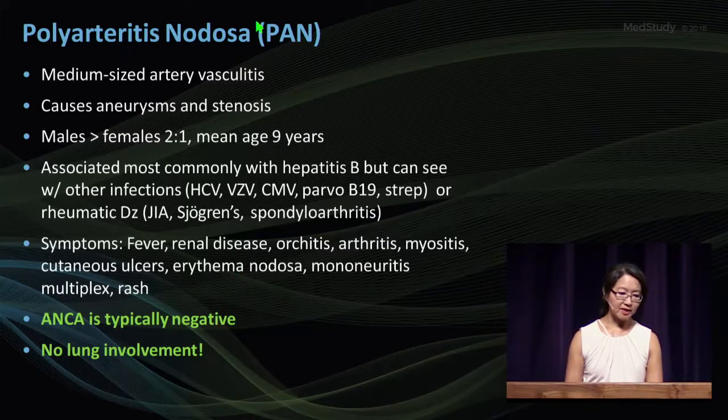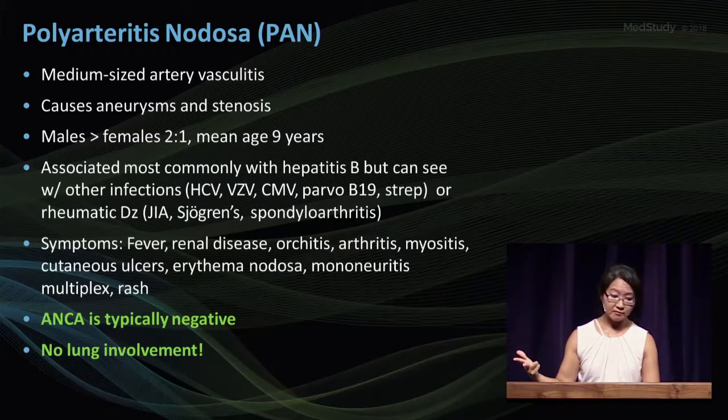Now, the one thing about PAN is that the ANCA is negative. All right, there's no granulomas, and the ANCA is negative. In addition, there is no lung involvement. So this is very particular to PAN. Associated with Hep B, ANCA is negative, no lung involvement.